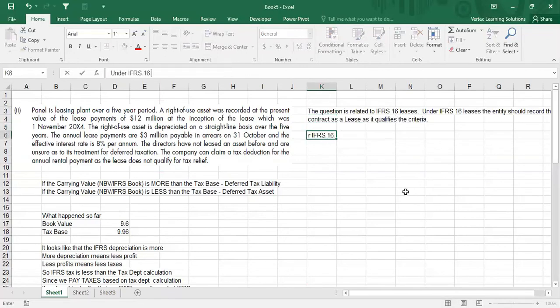Under IFRS 16, the entity should record a right of use asset, which is the present value of future payments, and the lease liability, which is the present value of future payments. Initially, both are the same.